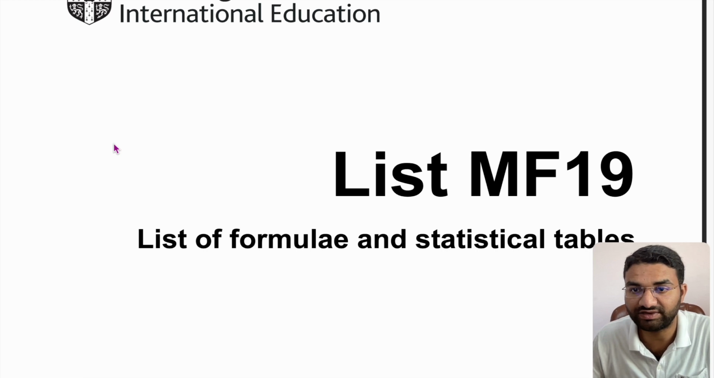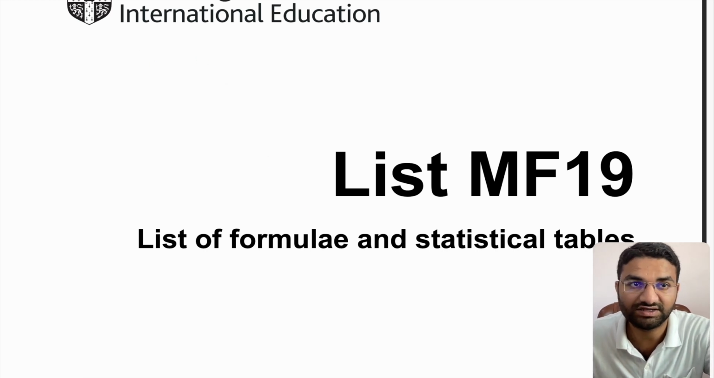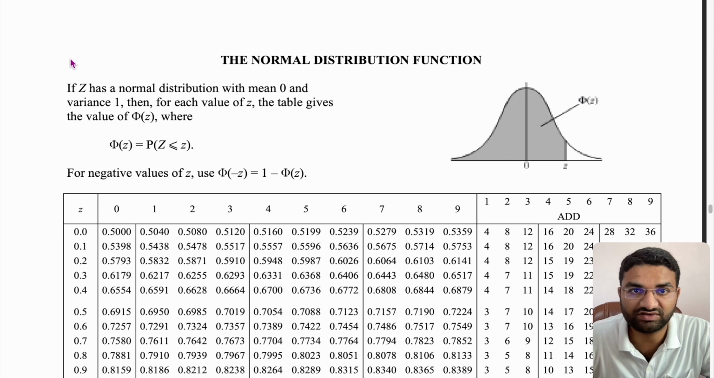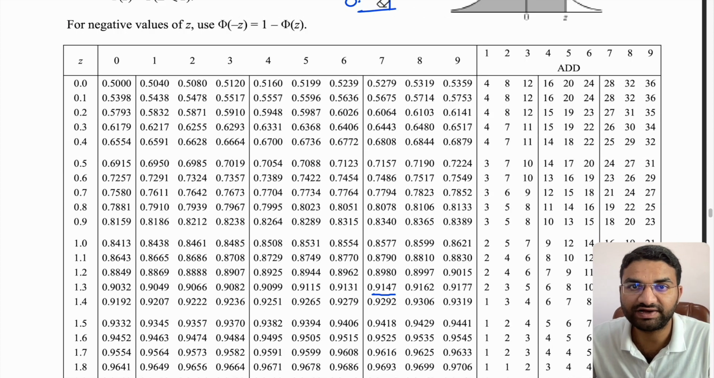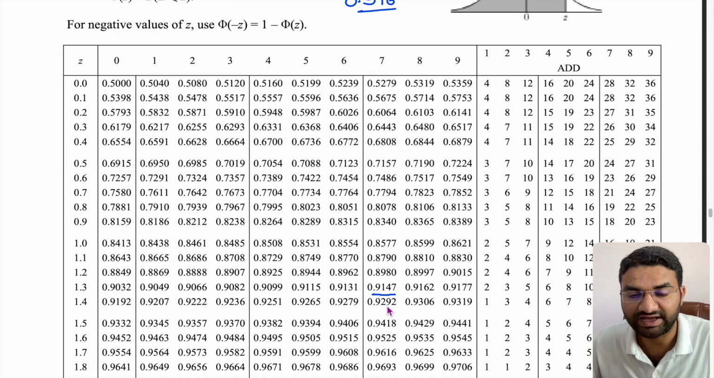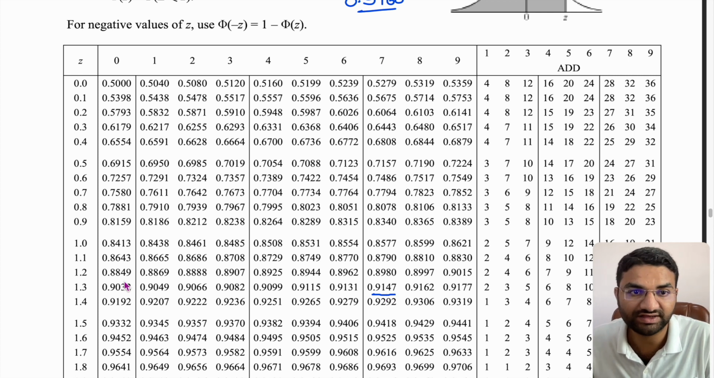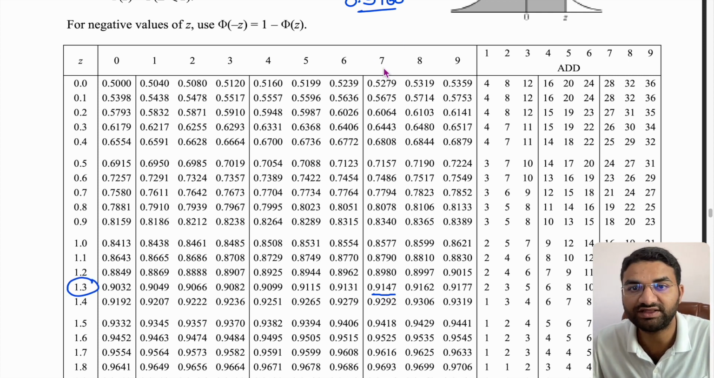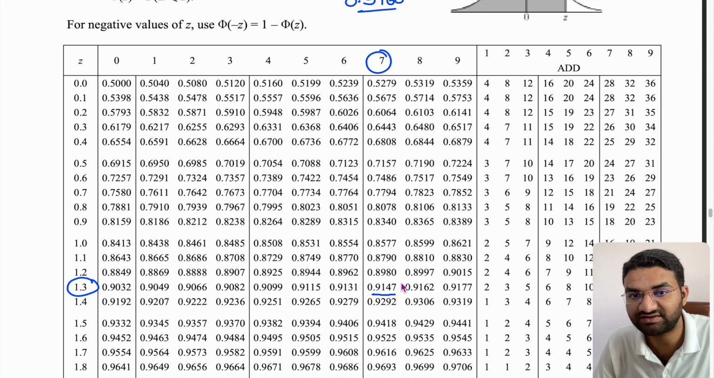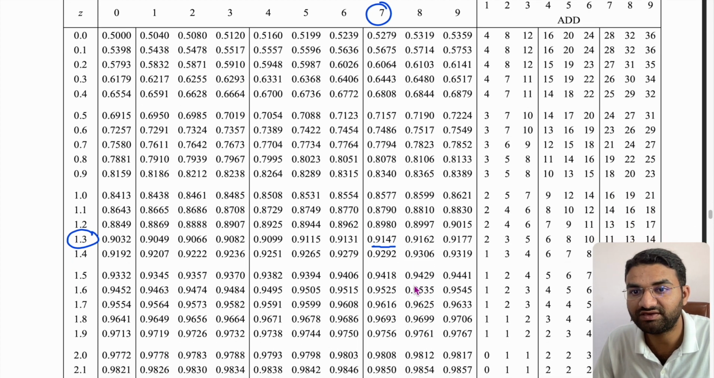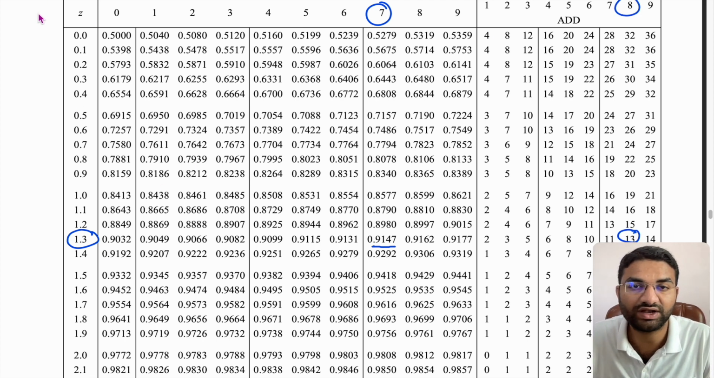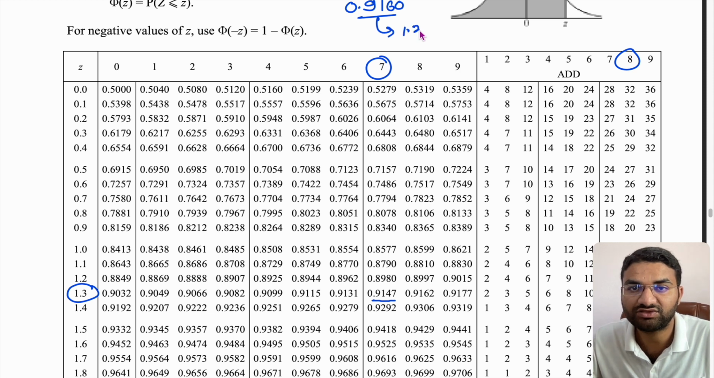Look at this one, the list of MF19. You have to use this one, and go straight to the normal distribution function. You have to find 0.916. For 0.91 here you are getting 0.9147, and here this one is 1.37. You still have to add 13. If you add this 13, look here, it will be 8, meaning you will get the answer as 1.378, and this is the answer.